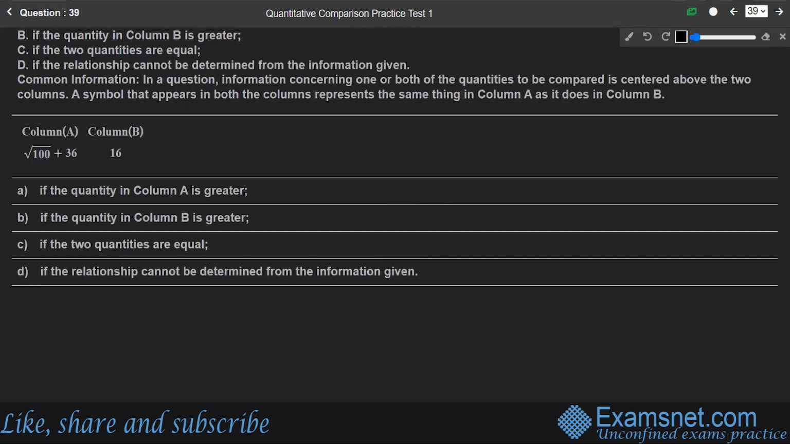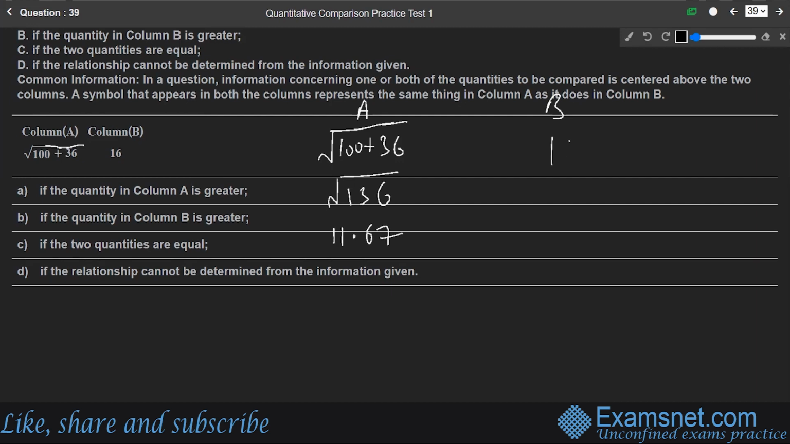Now the question says column A and column B. Okay, this is extended till here. So if we solve under root 100 plus 36, this is going to be column A and this is going to be column B. That is nothing but 136. If we solve under root 136, that is somewhere close to 11.67. That is the final value.